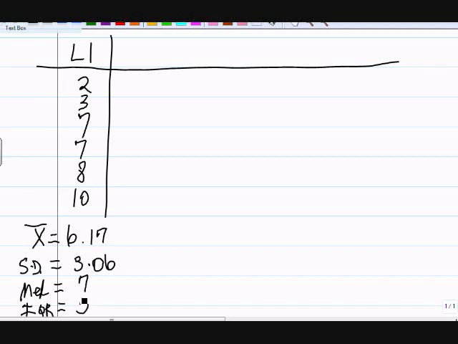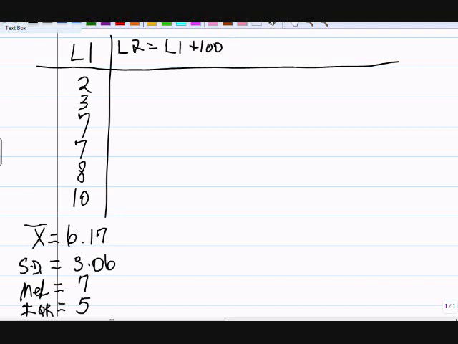All right. Going to do my first linear transformation, which means I'm going to take all the values in L1, and put them in L2. I'm going to take all the values in L1, and I'm going to add 100.